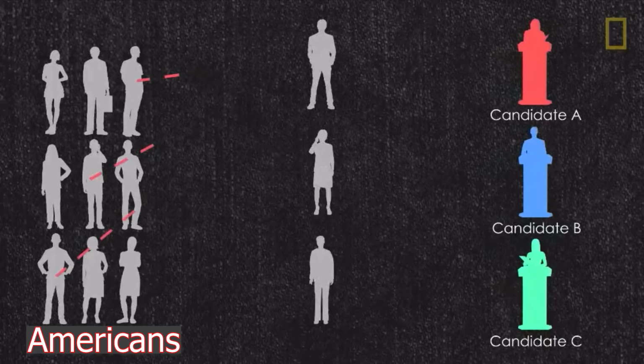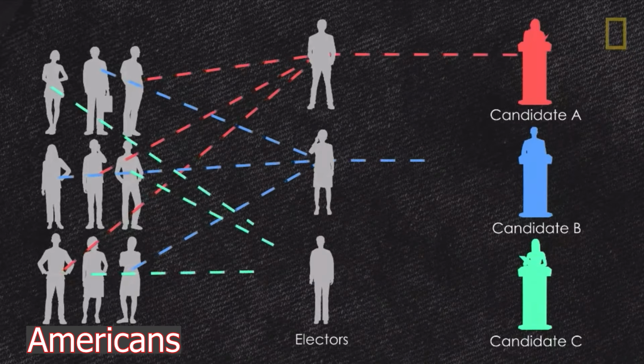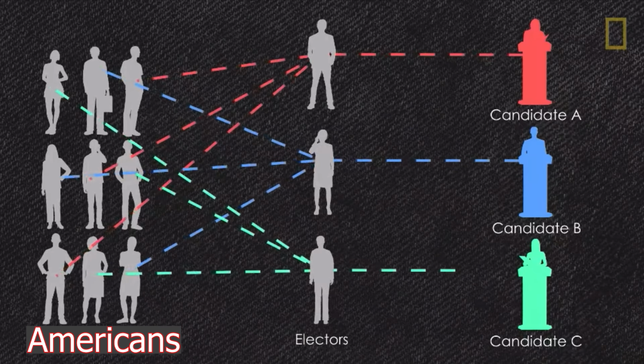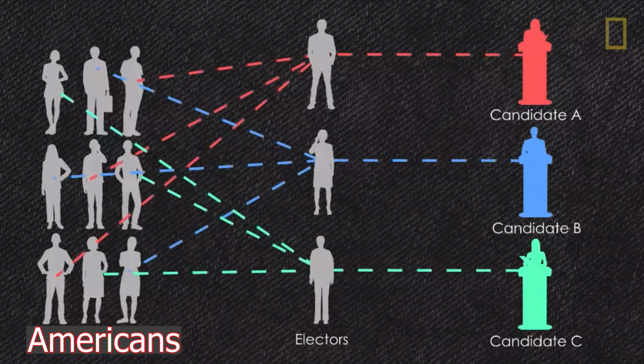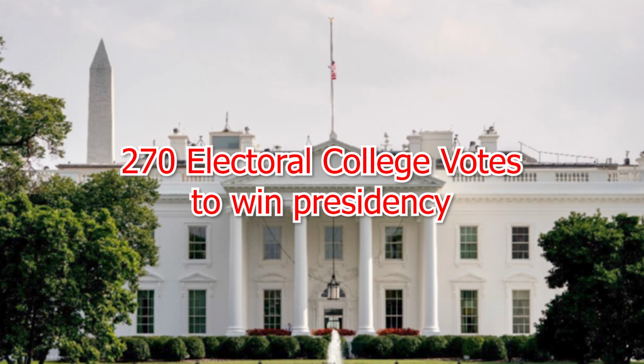When Americans vote for the US president, they are really voting for an elector in their state. This is a person who is a representative of the candidate's party, either Republican or Democrat. There are 538 electors who then vote for the president on behalf of the people in their state. You need 270 of these votes to win the presidency.